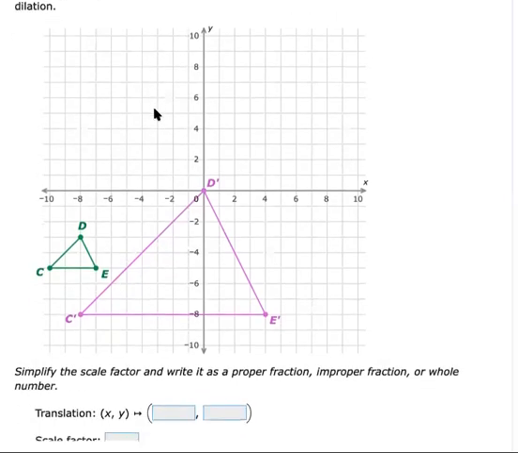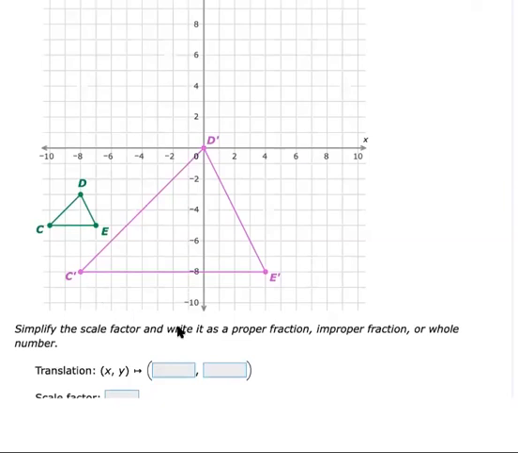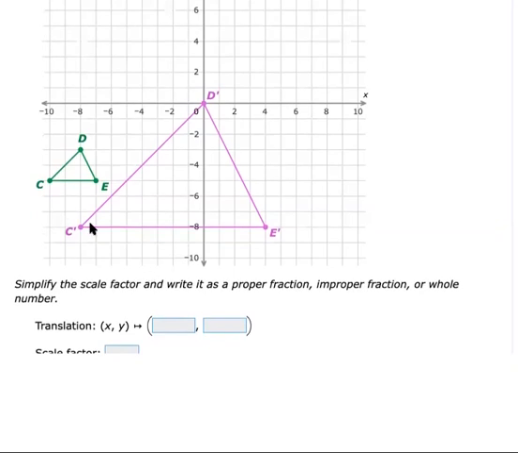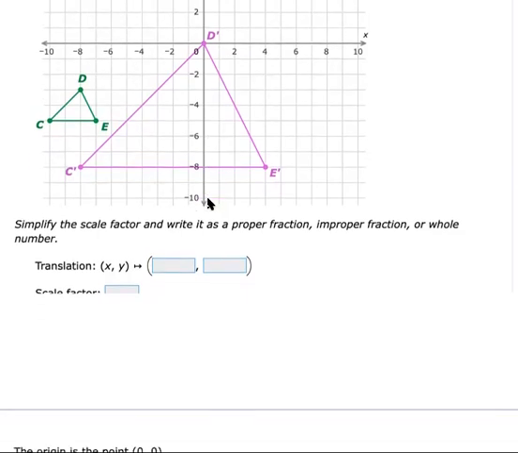Then you're simply going to simplify the scale factor and write it as a proper fraction, improper fraction, or whole number. So you're looking for the translation, so it's going to be x plus or minus a number, it's going to move over. So from here to there, the same for y. So x is going to be right to left, and then y is going to be up and down, right? Scale factor is going to be the sizing change. So this one I'd look at CE, the length of that, and the length of the image CE, because they're right along the lines. I don't like to mess with the diagonals as much. It's a lot easier just to follow with your fingers.